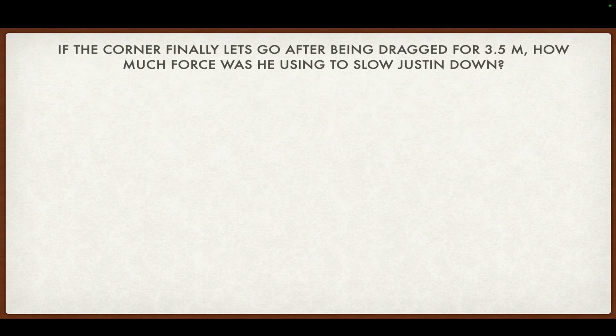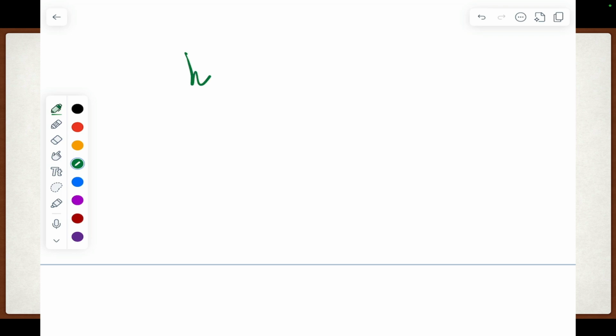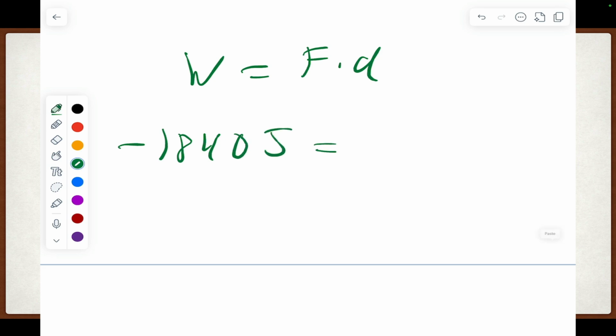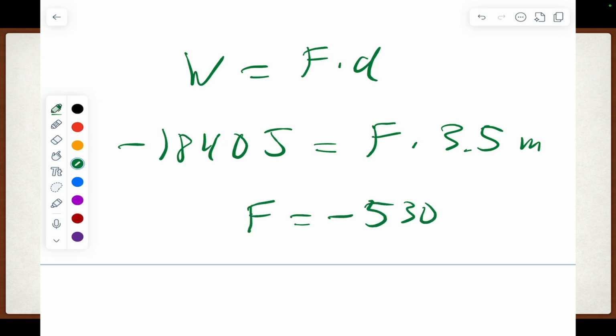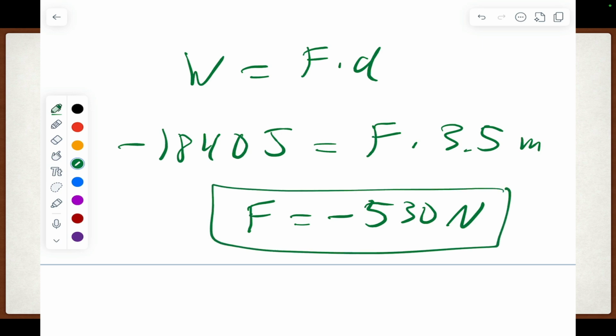Okay. Now, what happens if that corner drags him for 3.5 meters and then finally lets go? What was the force that the corner was able to generate on Justin Jefferson? Okay, so we know what the work is, and we know work is force times our displacement. So the work is a negative 1840 joules, and we're trying to figure out what that force is, and our displacement was 3.5 meters, okay? Well, we just divide by the 3.5 meters, and we should be able to say that the force acting on him is a negative 530 newtons of force acting on Justin Jefferson in this scenario, okay?